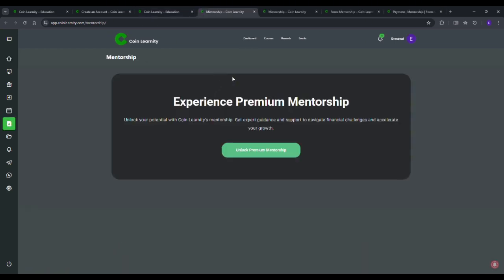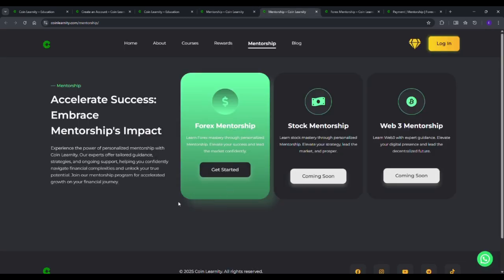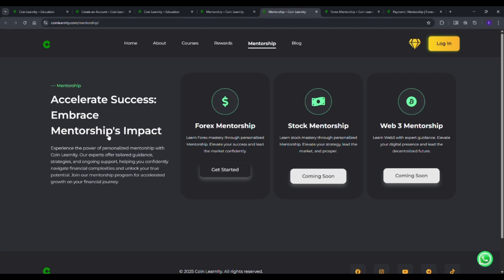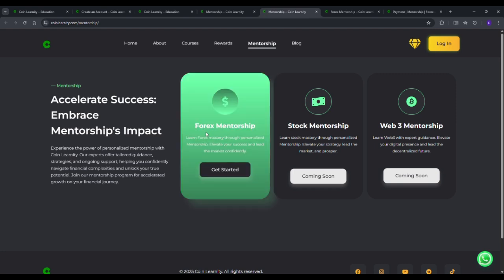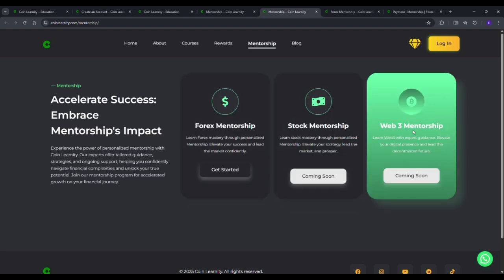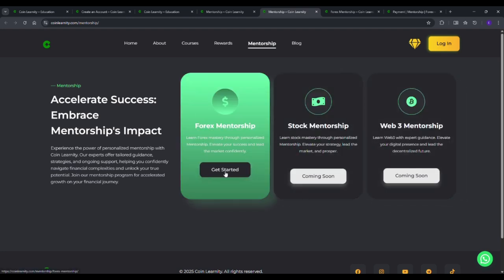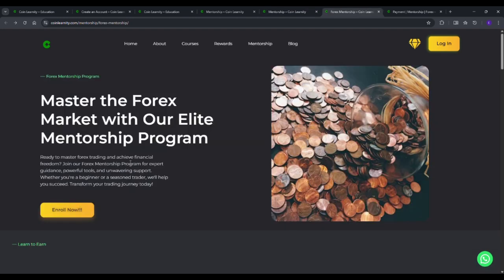Now, after clicking on the mentorship icon in the previous page, that should bring you to this page where you need to click on unlock premium mentorship. Once you click on that, give it time to load. After clicking on that, that should bring you to this page here, where, as you can see, we have different types of mentorship. We have the Forex mentorship, stock mentorship, and Web3 mentorship. Any one of these that you want to go for, you can select and click on get started now. After clicking on get started now, that should bring you to this page where you need to click on this enroll button right here to enroll into the course.